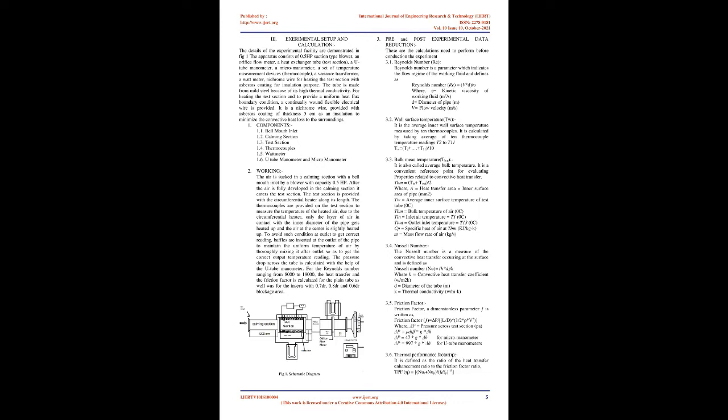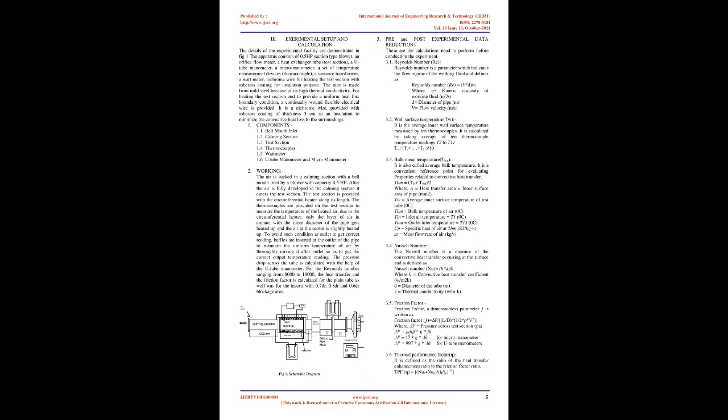For heating the test section and to provide a uniform heat flux boundary condition, a continually wound flexible electrical wire is provided. It is a nichrome wire, provided with asbestos coating of thickness 5 cm as insulation to minimize the convective heat loss to the surroundings. 1. Components. 1.1 Bell mouth inlet. 1.2 Calming section. 1.3 Test section. 1.4 Thermocouples. 1.5 Watt meter. 1.6 U-tube manometer and micromanometer.